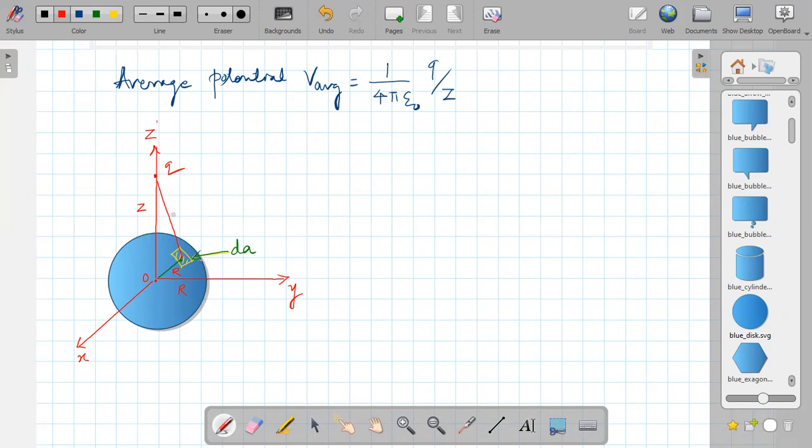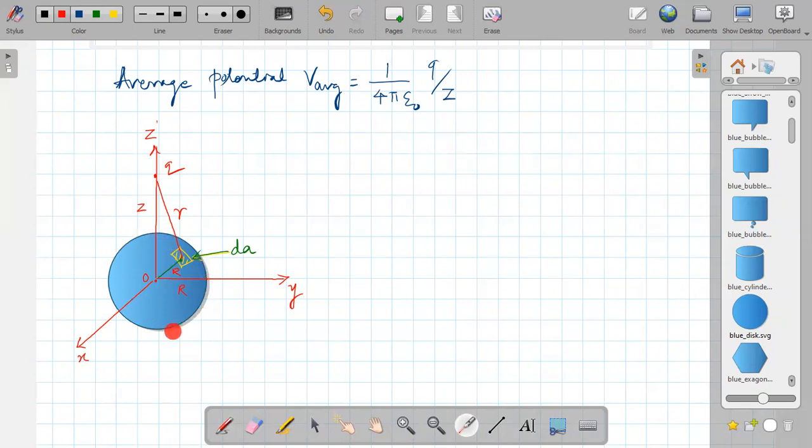Say this is your small r. Okay, thus see, in this case the single point charge, that is Q, is along the z-axis. dA is the surface element. The distance between the origin of the sphere and the surface element is capital R, that is the radius of the sphere.